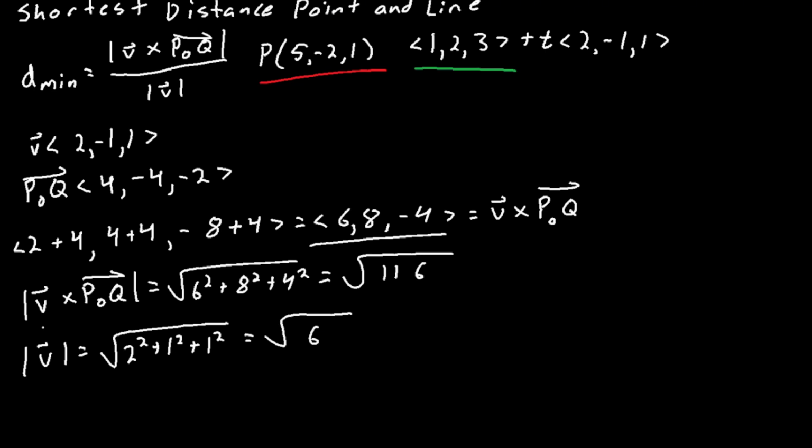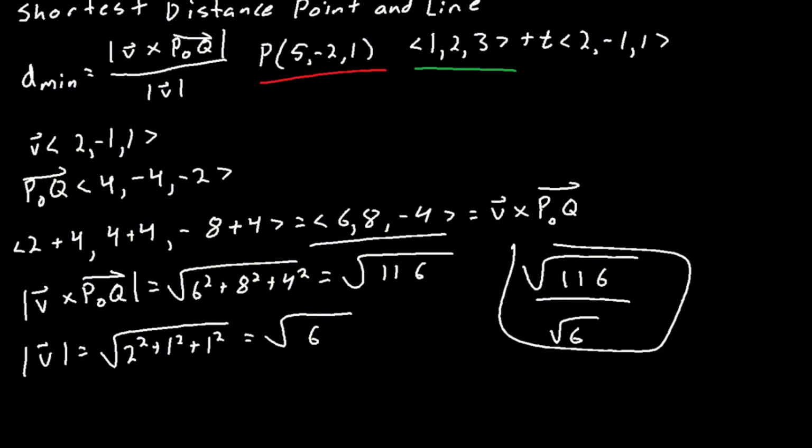So we just plug in all these values. We have the magnitude of the cross product of these two vectors, and we also have the magnitude of the vector that is parallel to the line. Plugging in all these values, we get the square root of 116 over the square root of 6. And this right here, unsimplified, is the d-min.